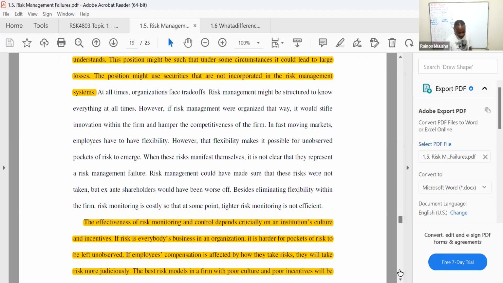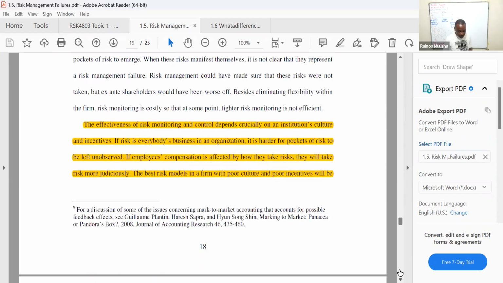So here they say the effectiveness of risk monitoring and control depends crucially on an institution's culture and incentives. So if risk is everybody's business in an organization, it is harder for pockets of risk to be left unobserved.